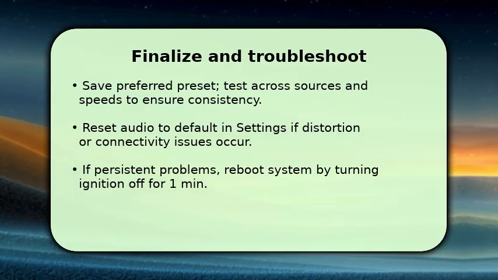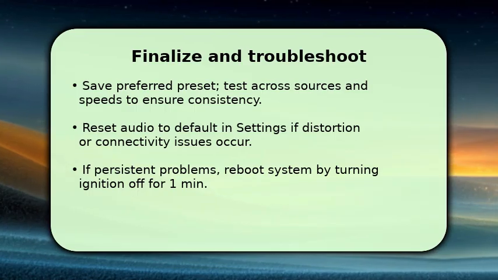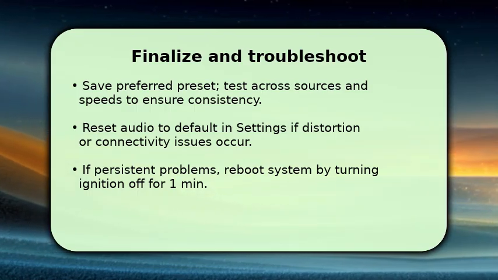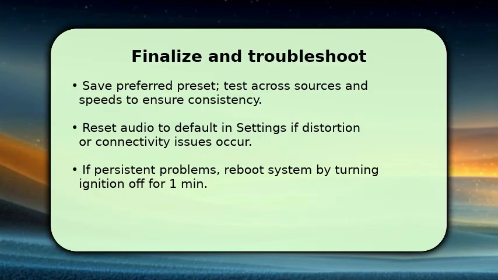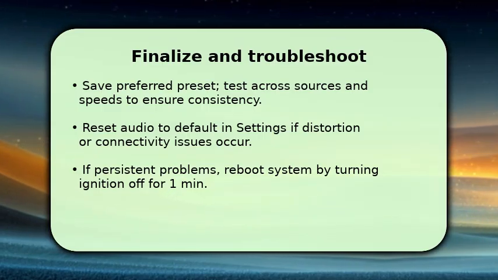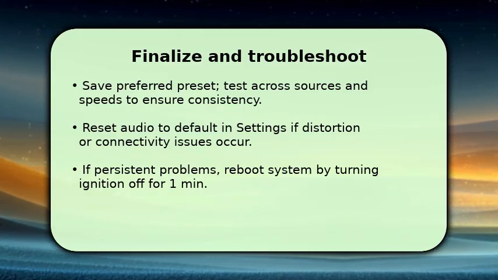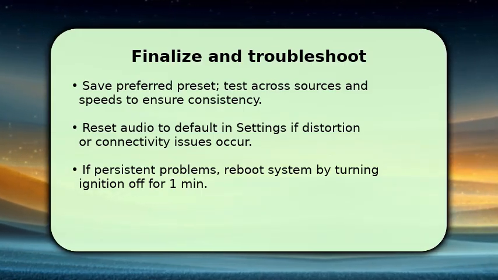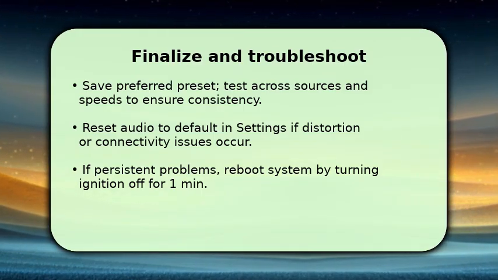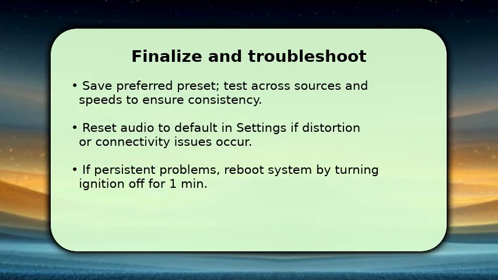If you hear distortion or loss of channels, reset audio to default in settings to rule out misconfiguration. Make sure to reboot the infotainment by turning the ignition off and waiting about 1 minute if problems persist. This often clears temporary glitches. If issues continue, check speaker wiring or visit a dealer for diagnostics.